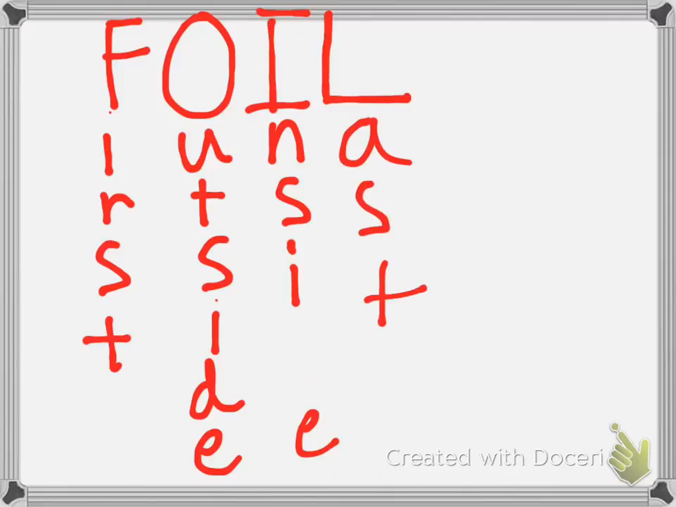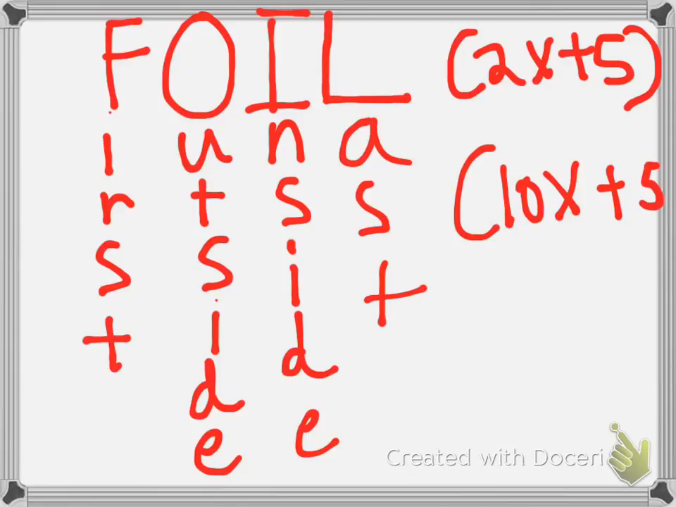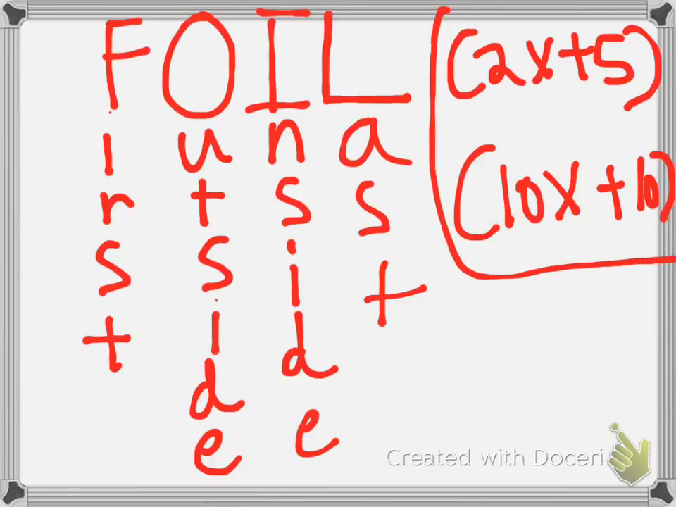So basically, this is how we multiply binomials. A binomial is a polynomial which has two terms. So for example, 2x plus 5 is a binomial. 10x plus 10, why not? Those are examples of binomials.